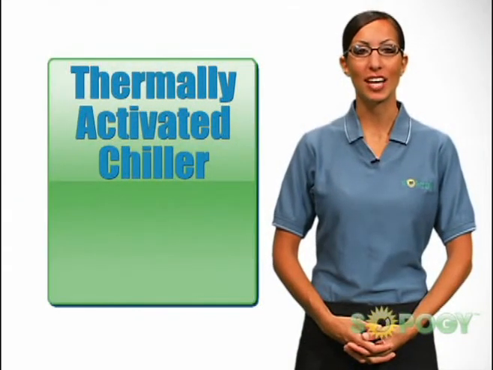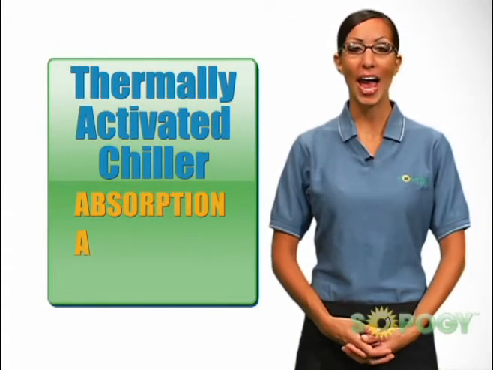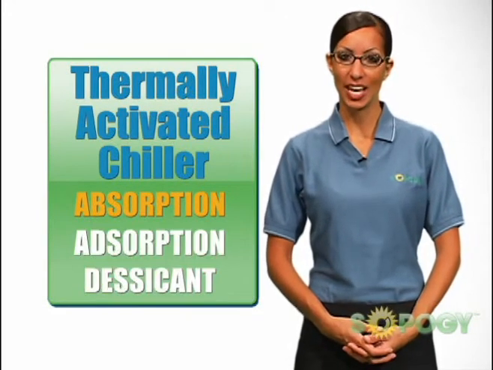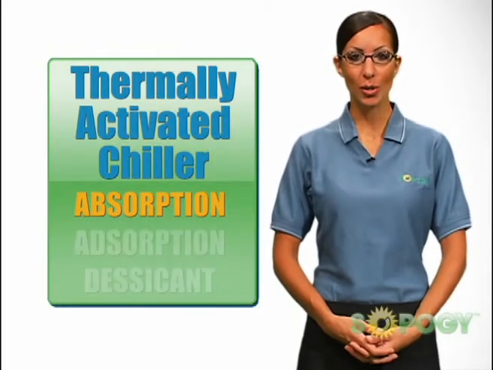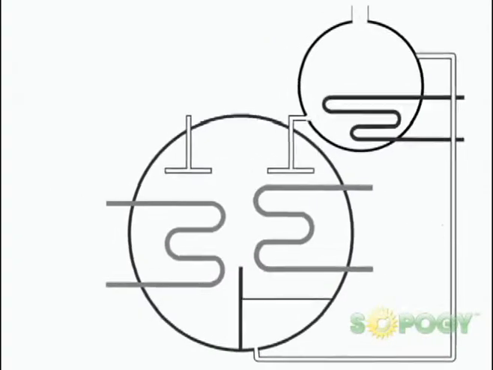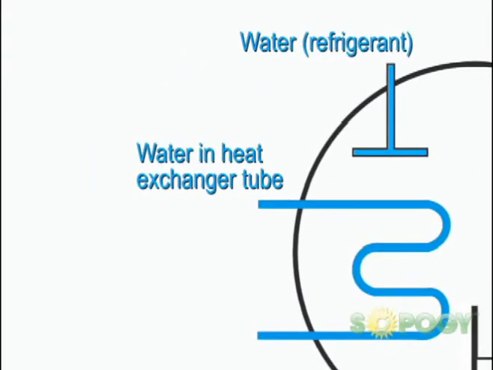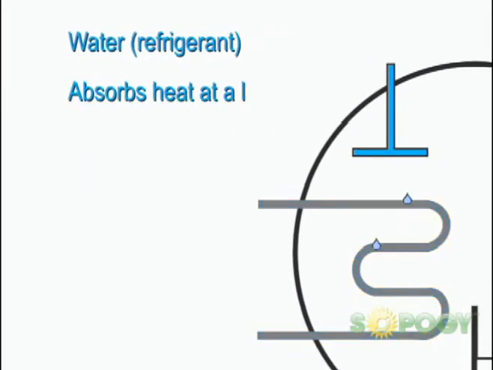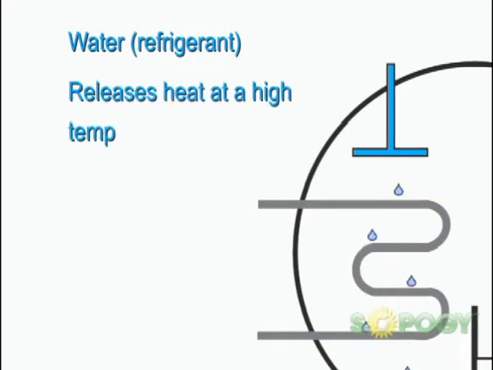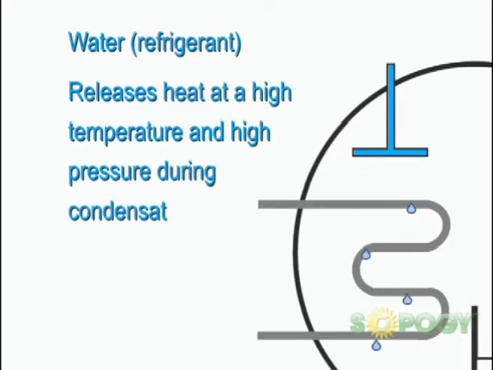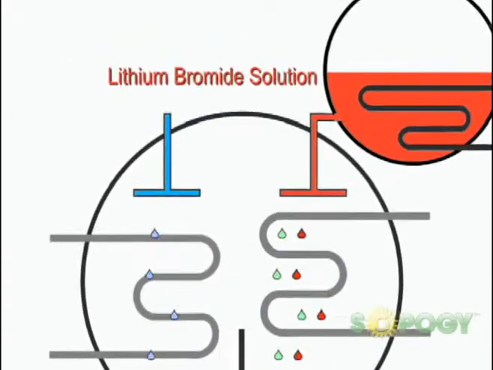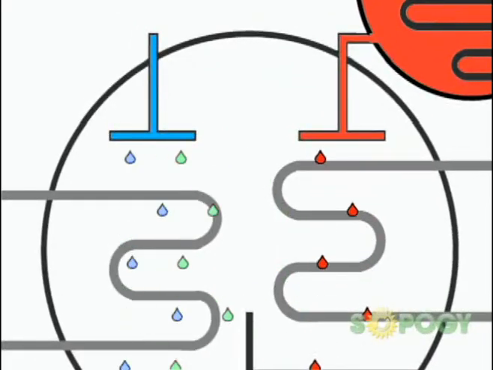Different types of thermally activated chillers are absorption, adsorption, or desiccant systems. Adsorption and desiccant chillers are less common, so we'll focus on the absorption chiller principle. In these systems, water, the refrigerant, absorbs heat at a low temperature and low pressure during evaporation and releases heat at a high temperature and high pressure during condensation. Lithium bromide solution, which acts as the absorbent, is used to absorb the vaporized refrigerant.